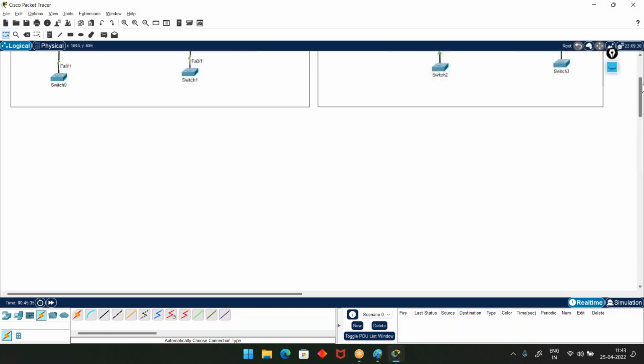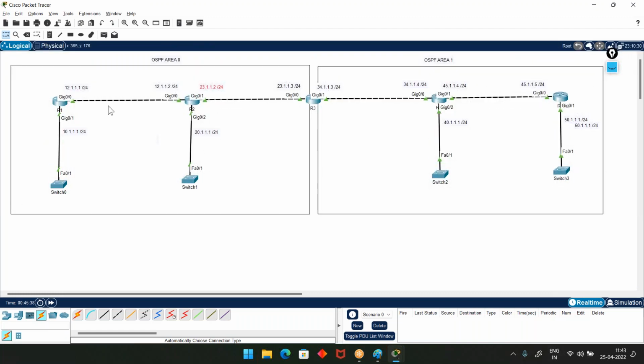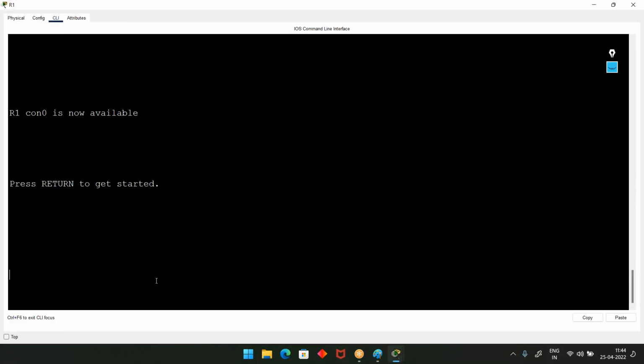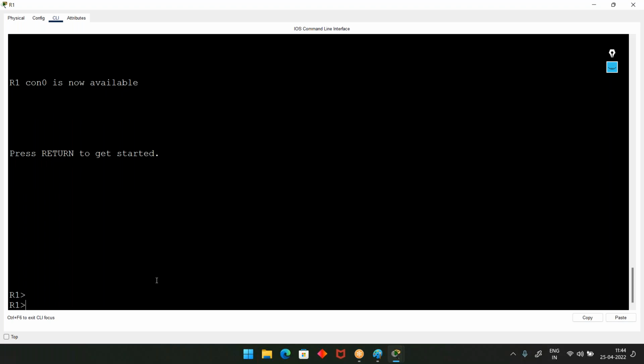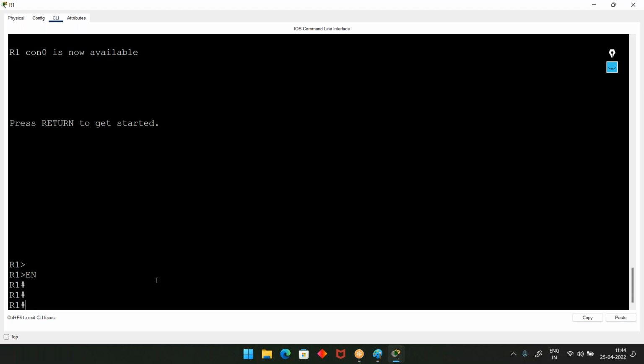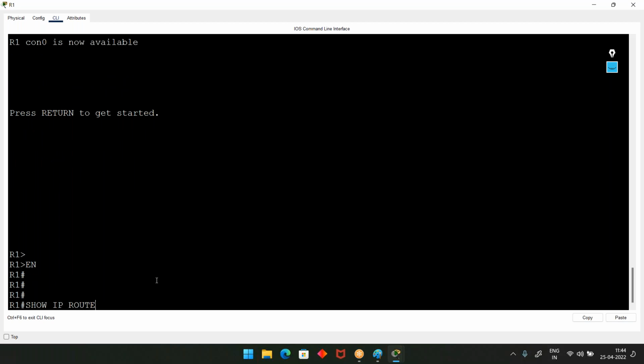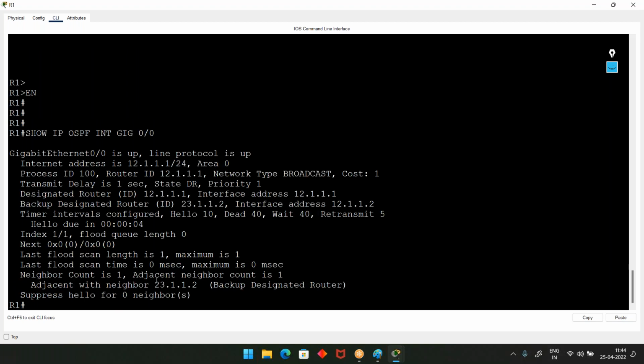Now, if you want to check the connectivity, you can check this. I will show you one thing. Show IP route or show IP OSPF interface gigabit 0/0. It is the DR router. R1 is the DR.